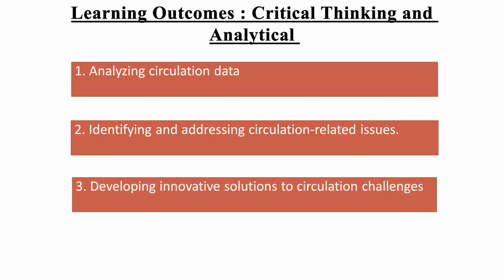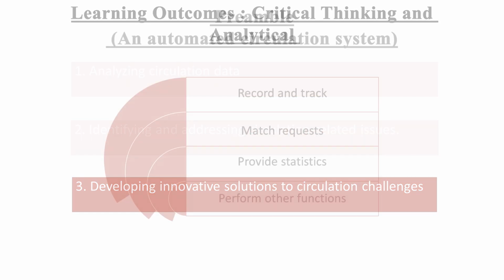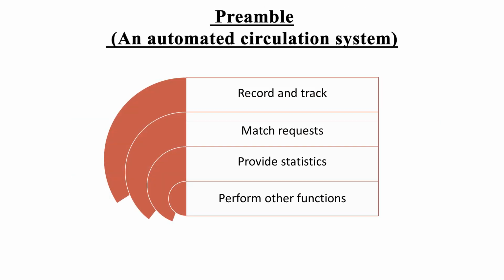Then development of an innovative solution to the circulation challenges. Preamble: the automated circulation system is used to record and track, match requests, provide statistics, and perform other functions. So what do record and track mean? You can track the records of the faculty members' research, what kind of books are required for them, what the requirement is, and what the reading habit is.